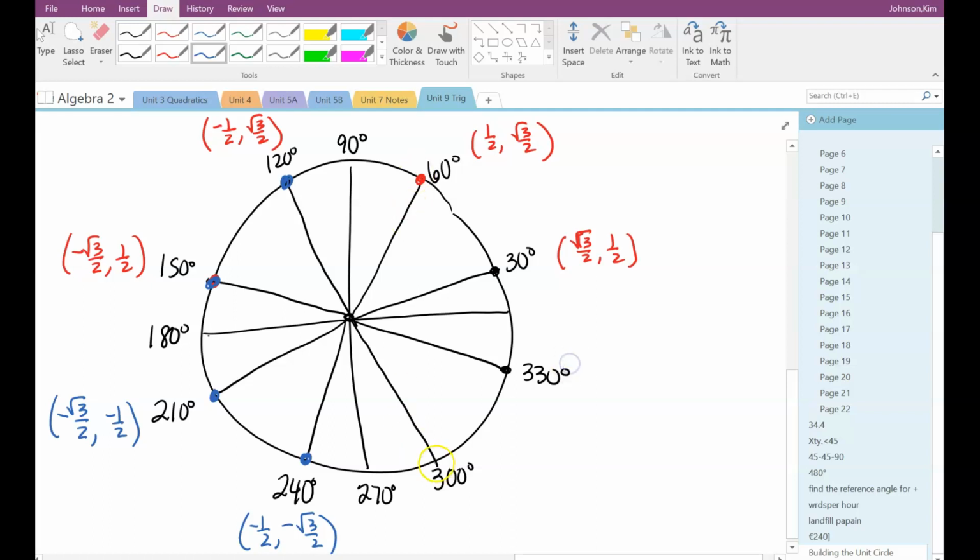And then to get to this point, I am perfectly symmetrical with the 60, right? So I'm going to go right 1/2, and down negative √3/2. And then last but not least, the 30 and 330 are perfectly symmetrical. So I go right √3/2, but instead of going up, now I go down 1/2.